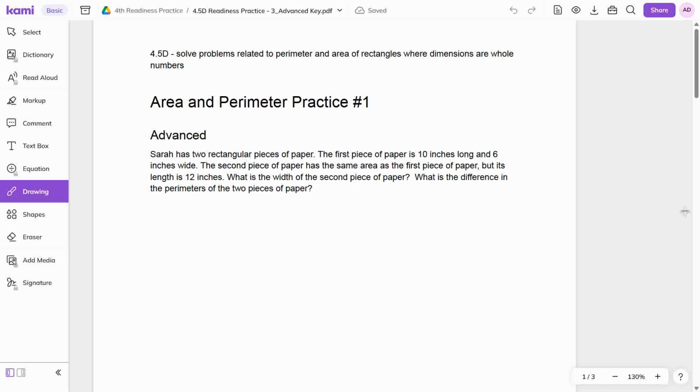Today we are looking at the fourth grade concept of area and perimeter. This is 4.5D Readiness Practice Advanced version.